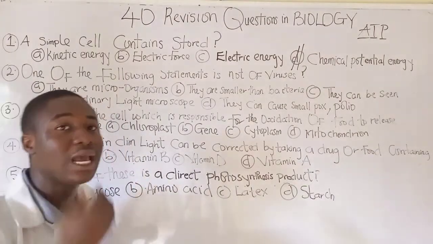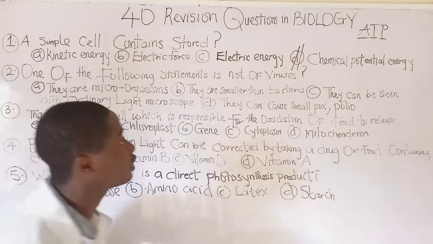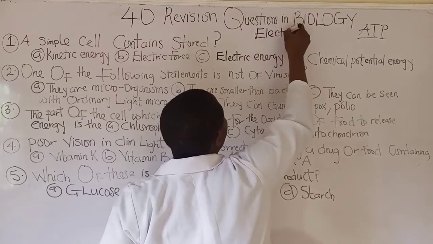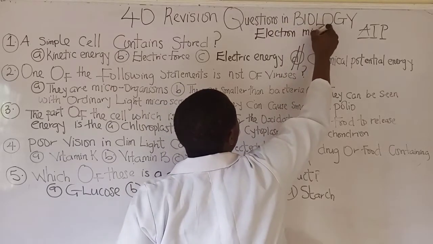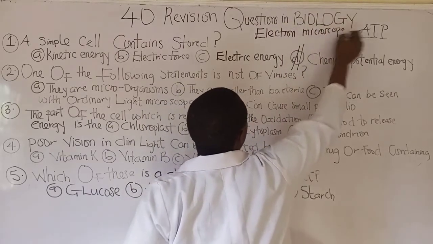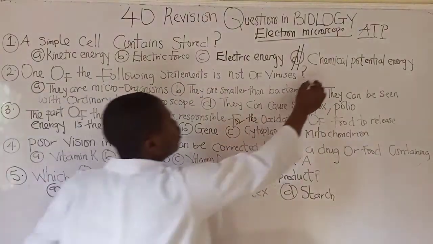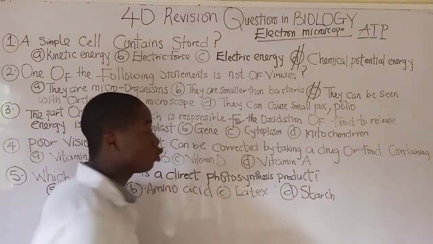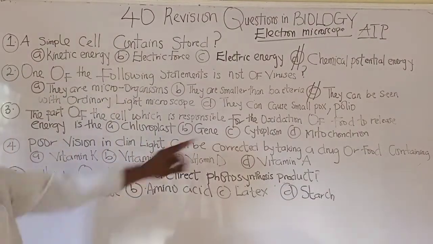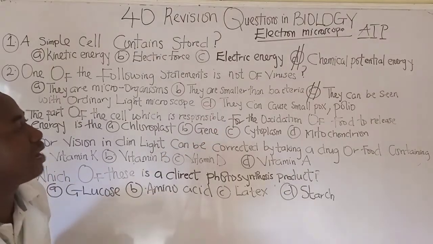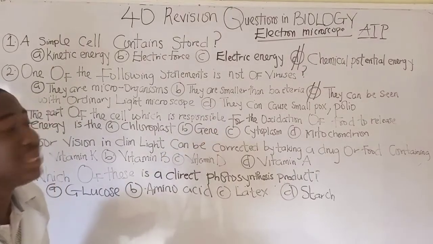I said just now that viruses can be seen with the aid of what now? An electron microscope, not a light microscope. So this statement is false. Basically, this is the statement that is not true of a virus. Option D says they can cause smallpox, polio.